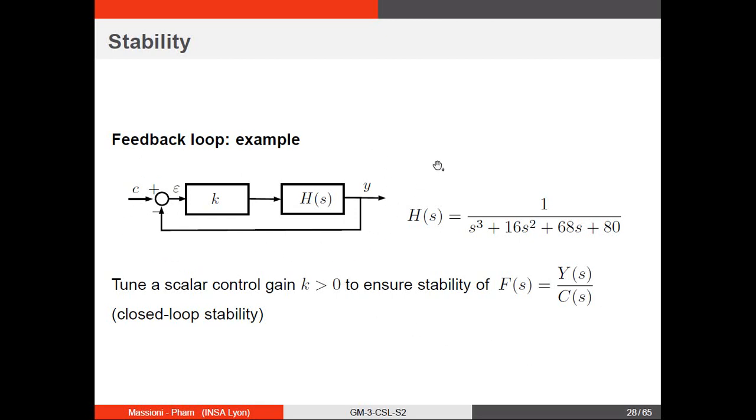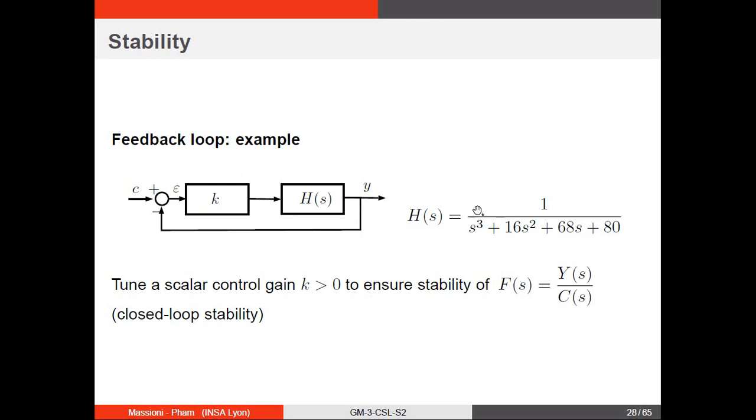We want to know whether y over c, the transfer function from c to y, is stable as a function of the gain k, which is basically more or less the same as solving a problem of tuning a controller. We have a scalar control gain. We want to ensure the stability of this transfer function F. We want to know which are the values of k ensuring BIBO stability from c to y. Again, you can try and do it yourself.